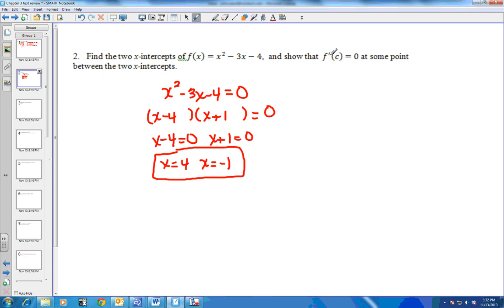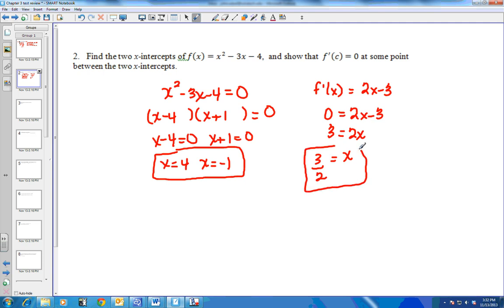My second part says find f prime of c and set it equal to 0. So I'm going to find the derivative of this. Derivative of f of x is 2x minus 3. Okay, it tells me to set this equal to 0 and solve. So that's 3 equals 2x. So x is 3/2. So this is my value c. And what they're saying is this value c needs to fall between my two intercepts. Show that f prime of c, my c is 3/2, falls between the two x-intercepts. So 1.5 goes between negative 1 and 4, so I'm good. And that's my answer.